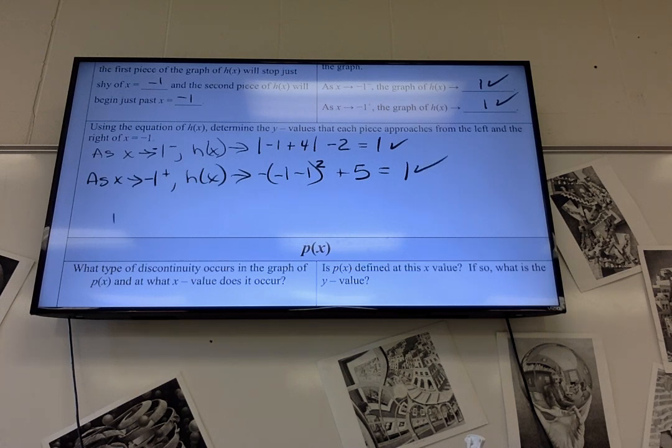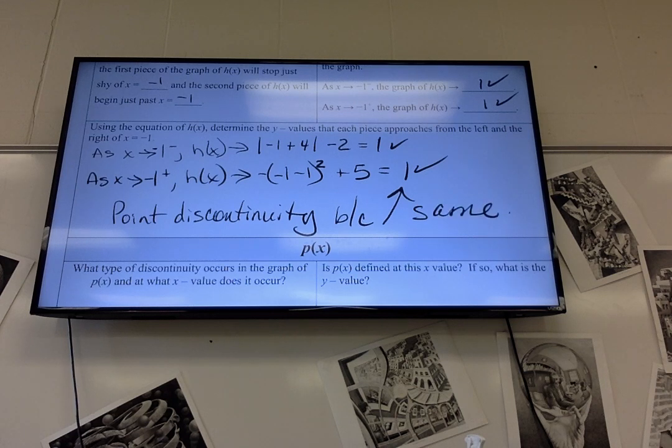So now this one is a point discontinuity, not a jump. Why? Because those two are the same. There's still an open hole there, but they met.